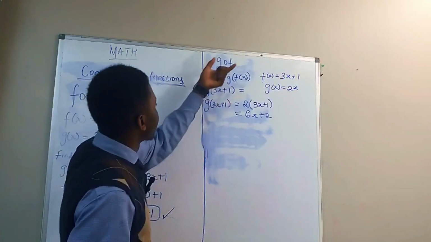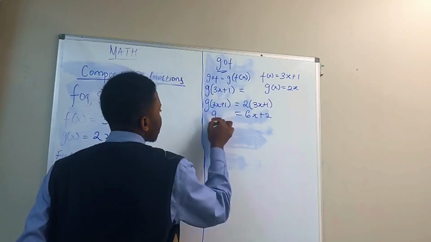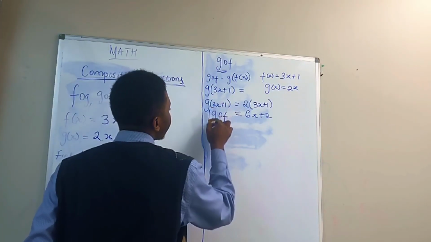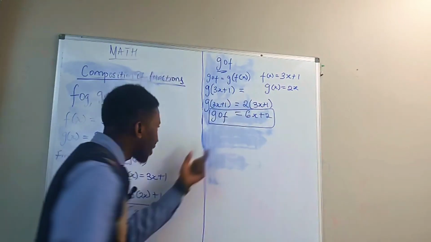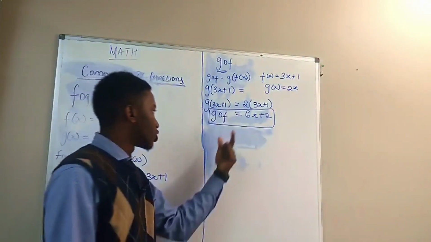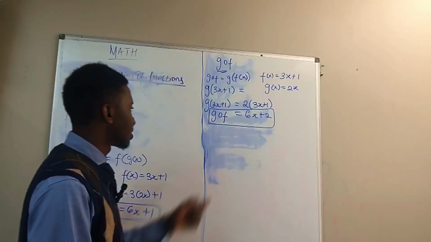And so in essence, remember how we came to this step? This can be further written as g of f. Okay? So g of f is equal to 6x plus 2. And here we have 6x plus 1, 6x plus 2.